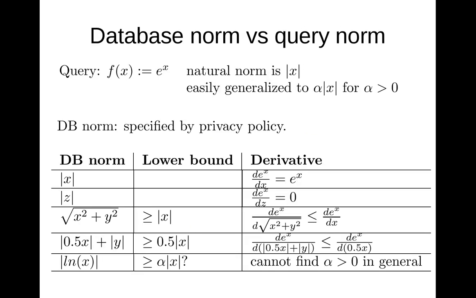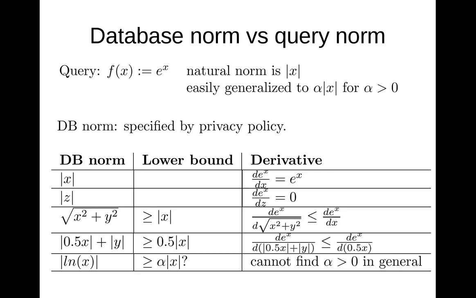For each query, there is some norm with respect to which the sensitivity of this query is natural to compute. Let's say we have a query, for example, compute the exponent of x. In this case, the natural norm would be just the magnitude of x, so the natural derivative sensitivity would be the derivative of e to the power of x. So this natural norm for a query is determined by the query, which is determined by the analyst. But the privacy policy for the database is determined by the data owner or by some policy officer. He might have specified a different norm. So how do we reconcile this?